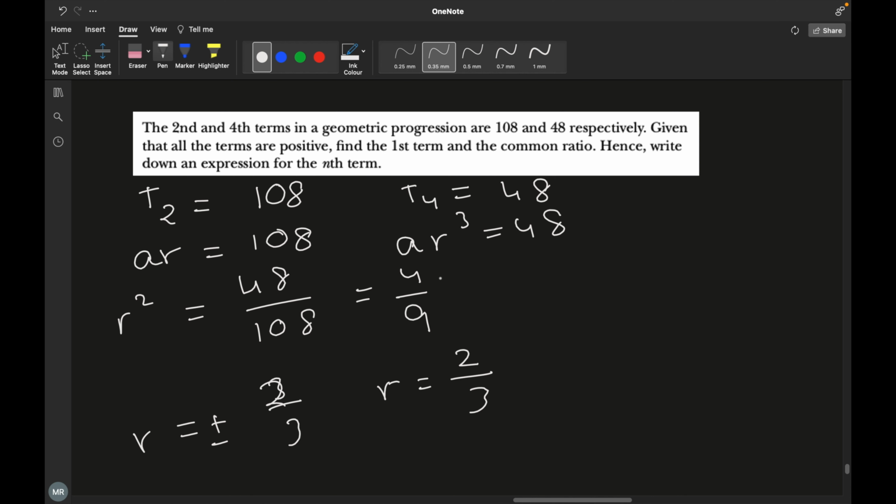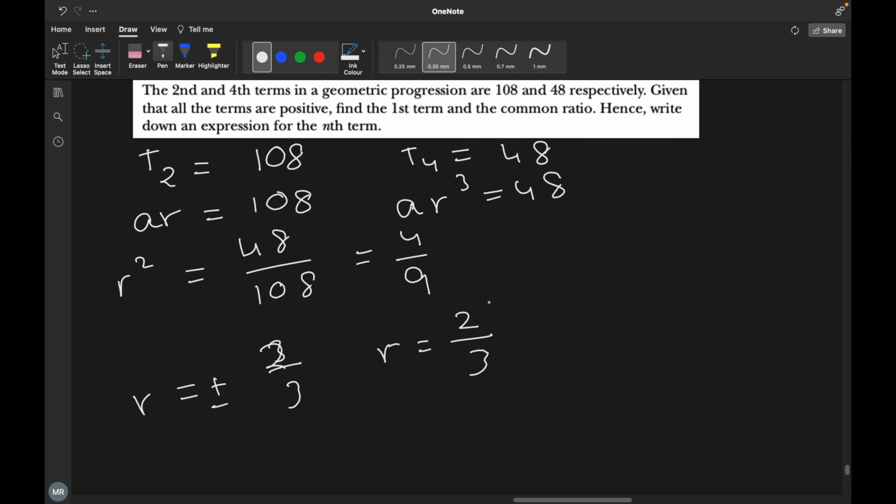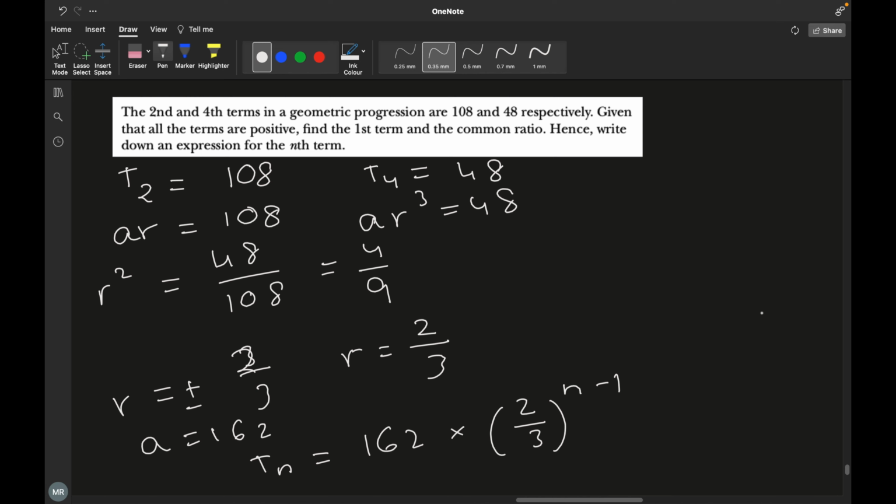And now if you want to find a, we just substitute that. So we get 108 divided by the answer. So therefore, we get a is 162. And now if we want to write down an expression for the nth term, we get Tn equals a, which is 162, multiplied by the common ratio, which is 2 by 3, to the power of n minus 1. This is our final answer.